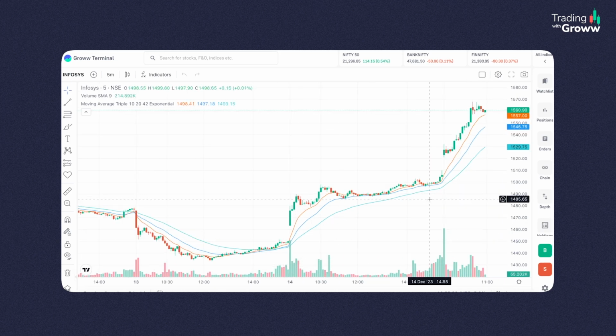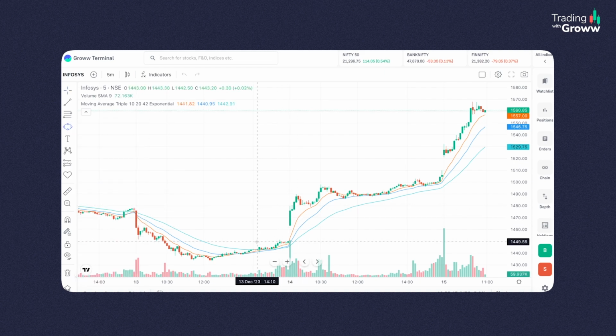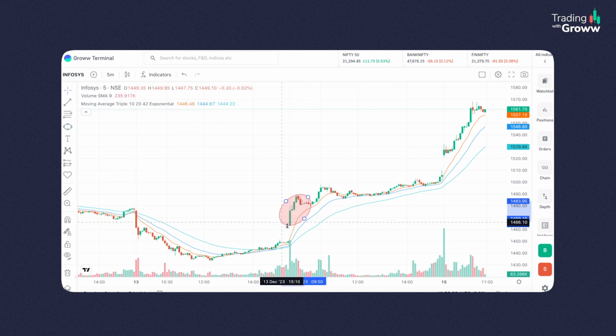So let's see another example, which is Infosys. As you could see, yesterday on the 14th, the same thing happened where the moving average crossover happened here. The moving average crossover actually happened yesterday itself. Since we are going to apply it for intraday, we'll be considering entering at the day open. When the market opens around 9:15, we'll be entering this trade.